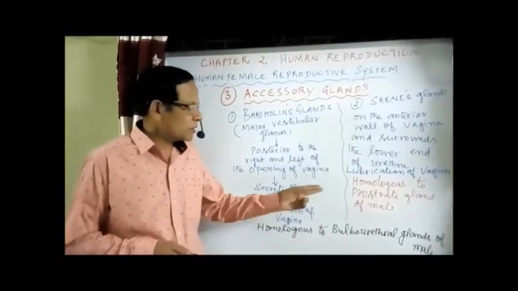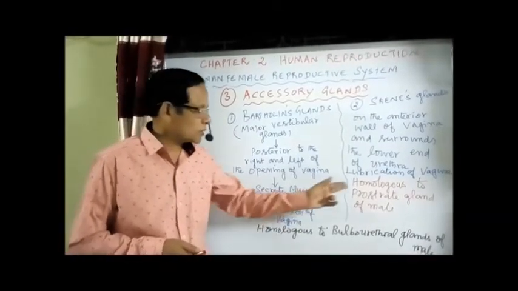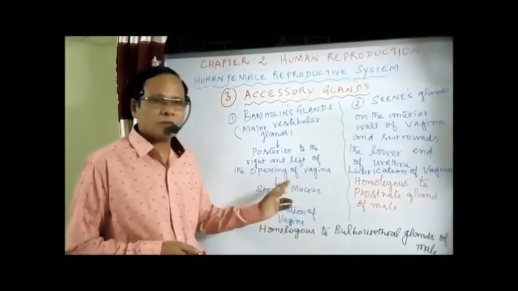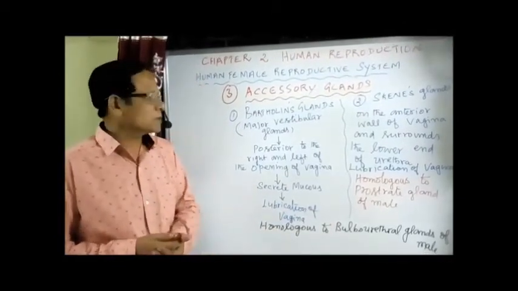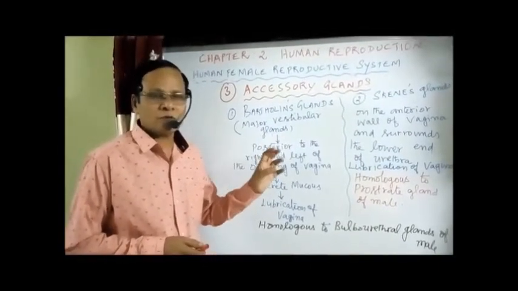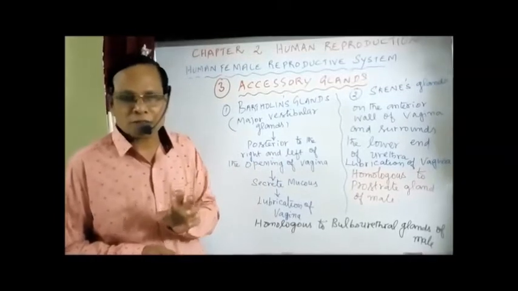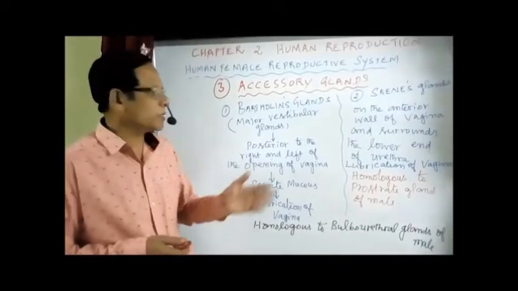This gland is homologous to the prostate gland of the male, and the previous one is homologous to the bulbourethral glands of the male. So that's about the 2 glands associated with the female reproductive system. Their main function is the secretion of mucus, a lubricating fluid for lubrication of the vagina.